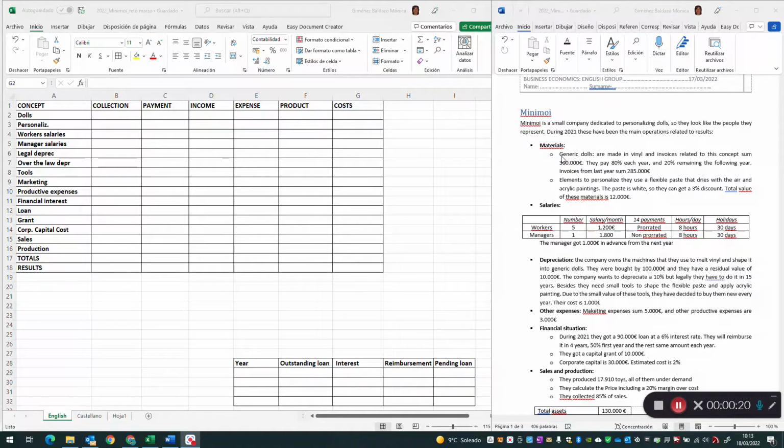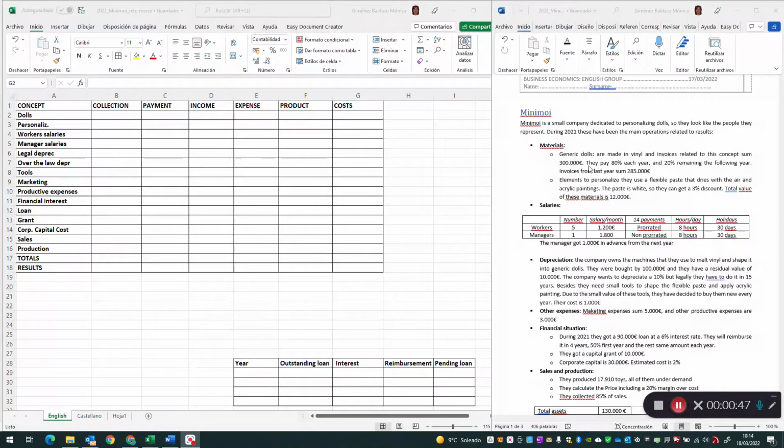On the one side, they have generic dolls. They're made of vinyl, and the invoice is related to this, some 300,000. They pay 80% each year and 20% remaining the following year. And then we have the amount of the invoices from the last year. This amount, 285,000, we will use it only in the payments.